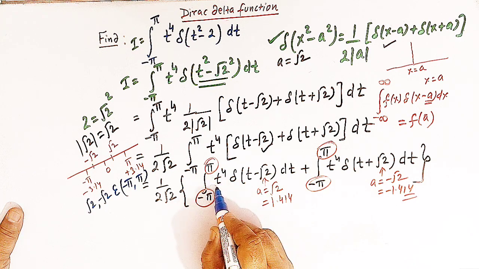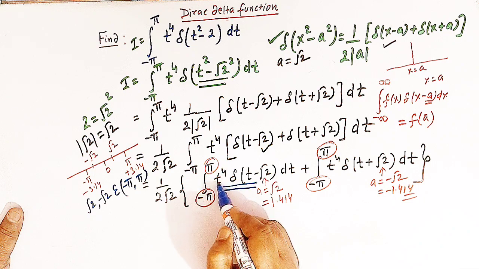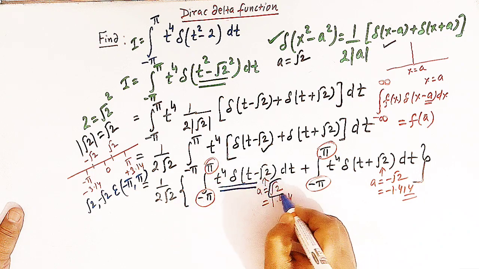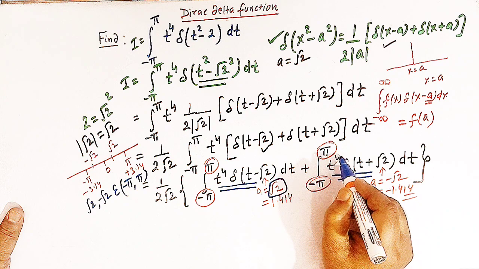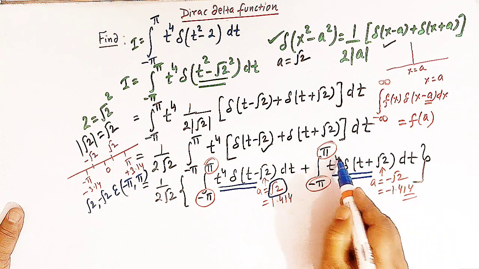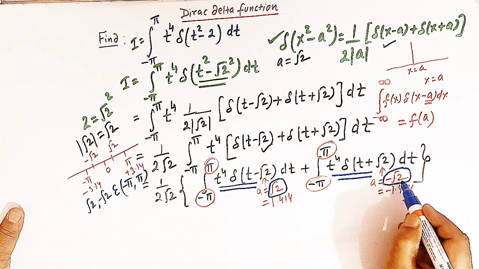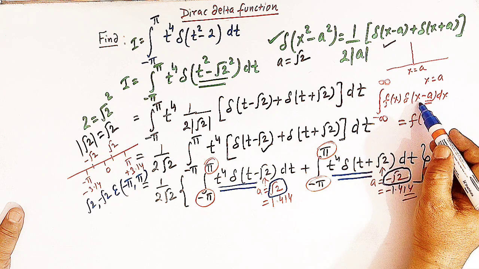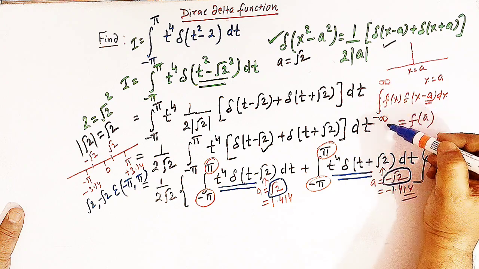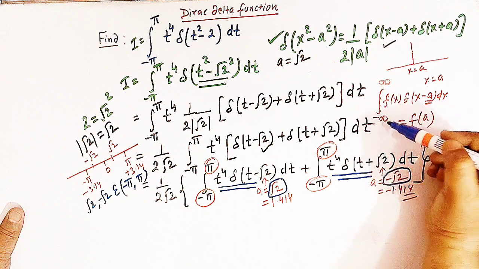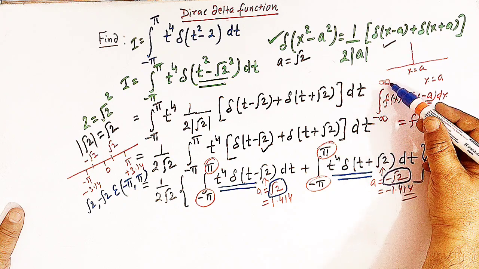So the value of this integral is equal to the value of this function t raised to 4 at this point. And similarly, the value of this integral is given by the value of this function t raised to 4 at this point, that is minus square root of 2, due to this definition, because here at this point x is equal to a lies within these two bounds, right? So here we may have different limits instead of minus infinity to infinity, right?